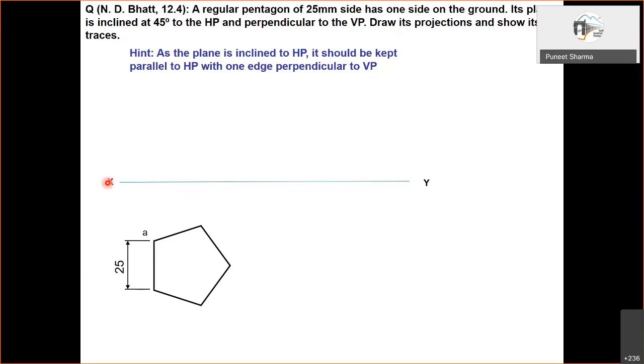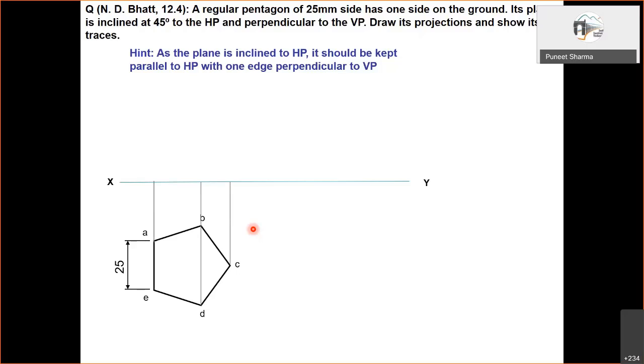So this is a 25 mm side pentagon, and all the corner points you can give some suitable names, A, B, C, D, E. These names can be consistently used because we'll have to draw one more diagram as such. Now if we draw projectors from all these corners, we'll get them on this XY line, and then joining them we'll get the front view.